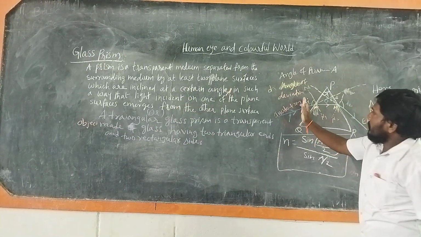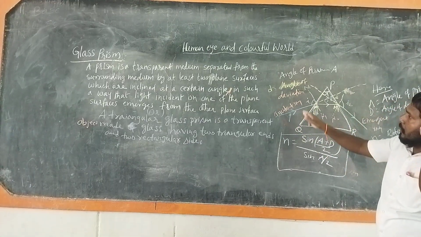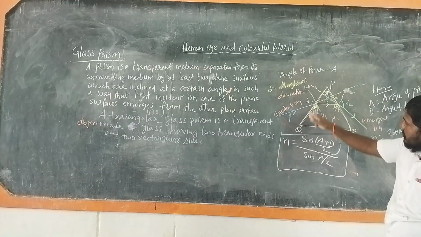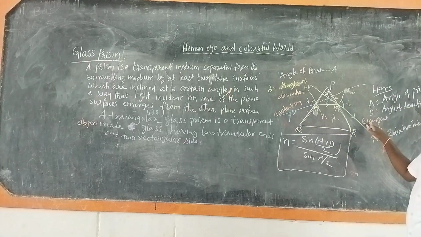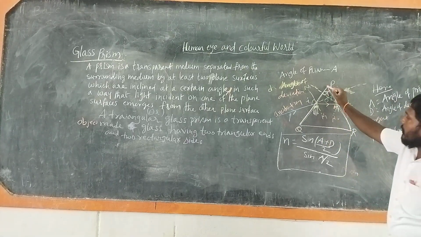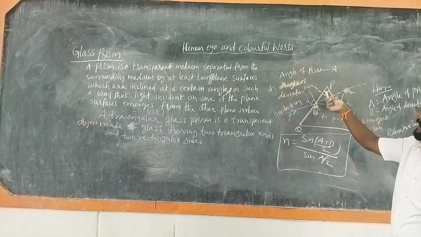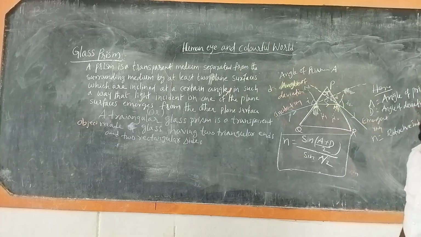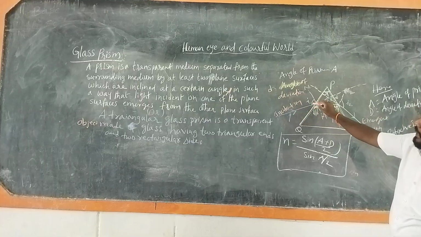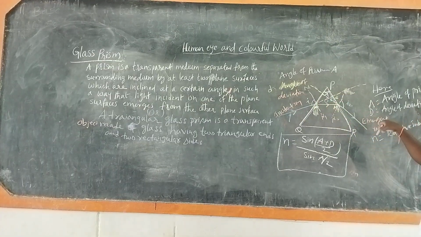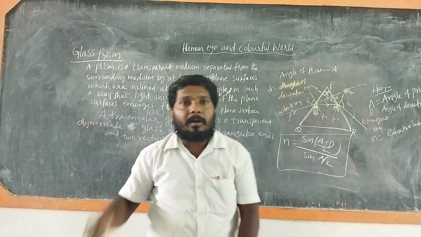Here the prism acts as a medium, surrounded by the other medium, with at least two plane surfaces like PQ and PR. These two plane surfaces are inclined at some angle, in such a way that light incident on one of the plane surfaces emerges from the other. So this is about the glass prism.